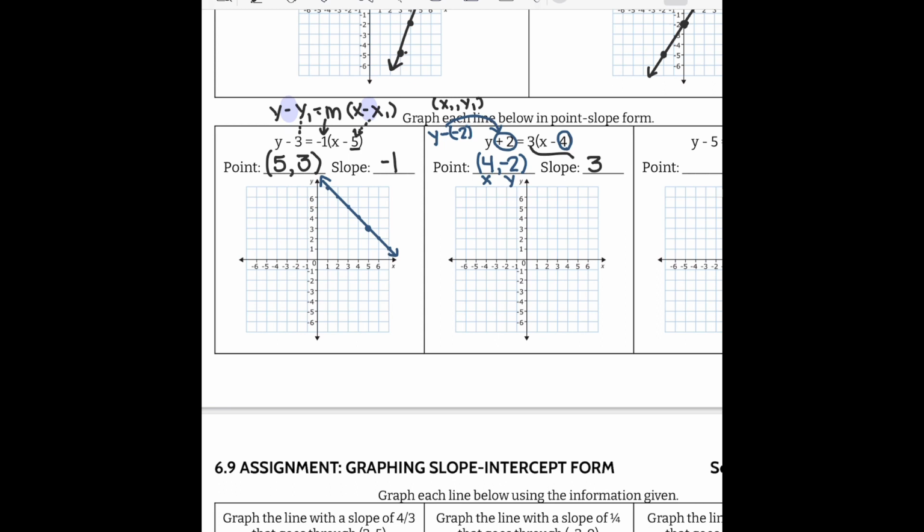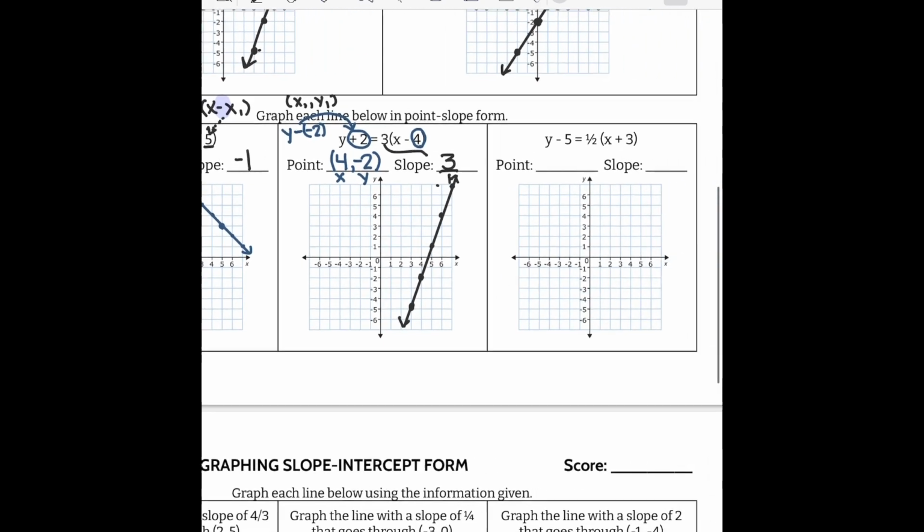Which means I put the point 4, negative 2 on my graph. Right 4 down 2. And to do a slope of 3, I'm really doing 3/1. So I'm going to count up 3/1. Up 3/1. Up 3/1. Or down 3, left 1. Remember, you can always go backwards. And there you have it.